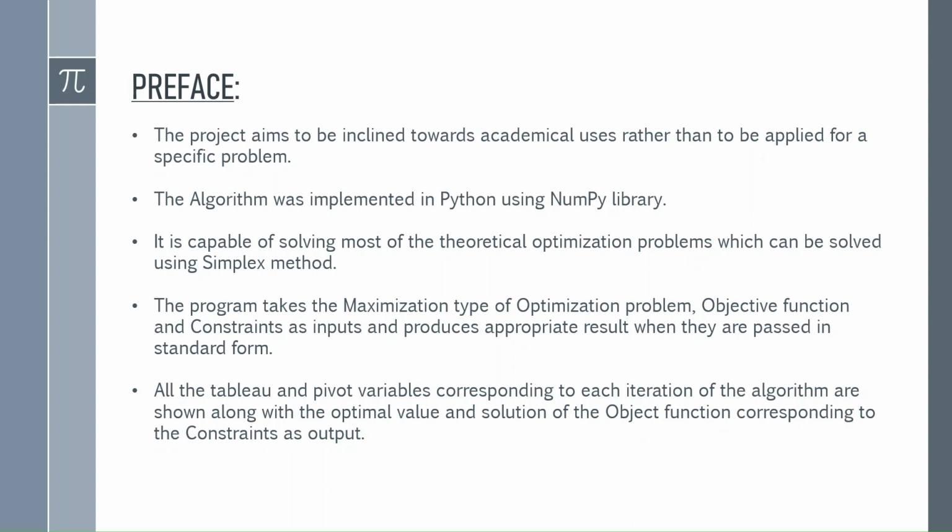The program takes the maximization type of optimization problem along with the objective function and constraints as inputs, and produces the appropriate result when they are passed in standard form. The tables of variables corresponding to each iteration of the algorithm are shown, along with the optimal value and solution of the objective function corresponding to the constraints as output.